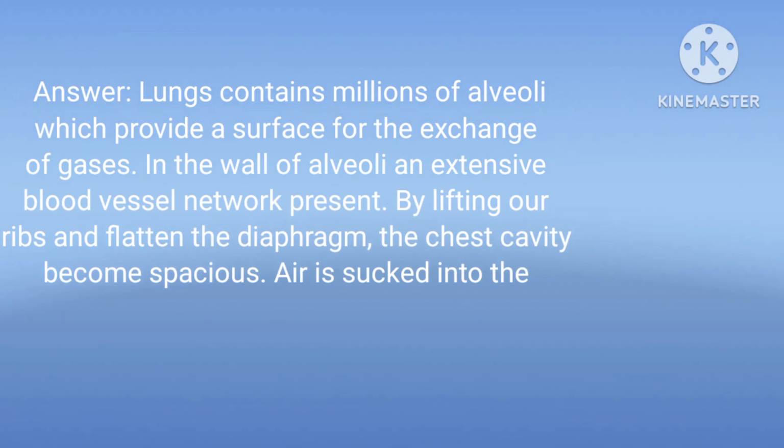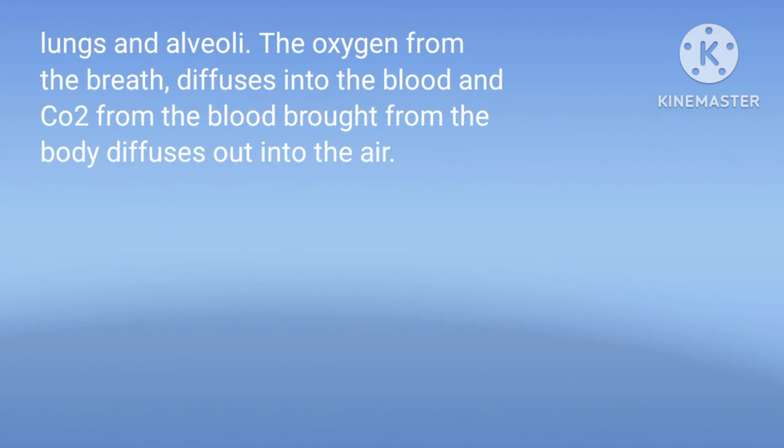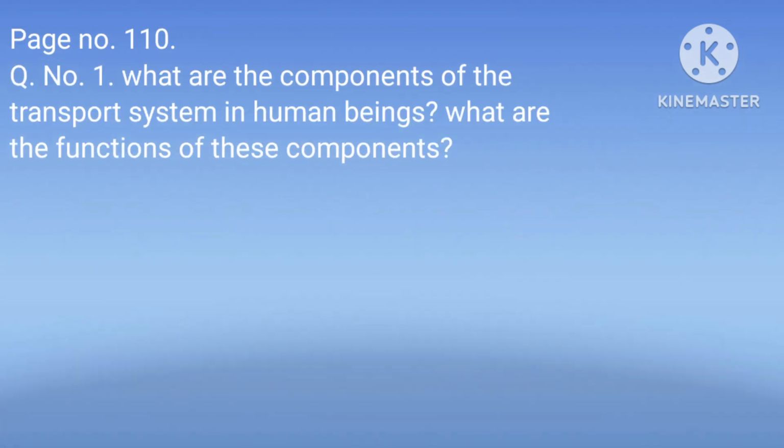By lifting our ribs and flattening the diaphragm, the chest cavity becomes spacious. Air is sucked into the lungs and alveoli. The oxygen from the breath diffuses into the blood, and carbon dioxide from the blood brought from the body diffuses out into the air. Page number 110.